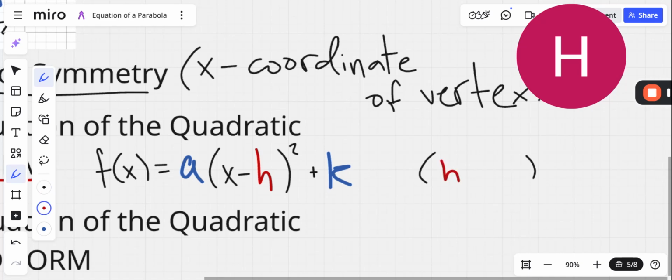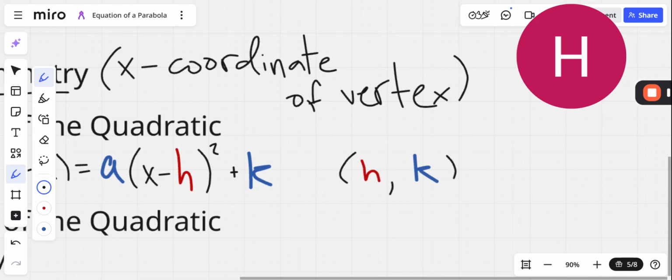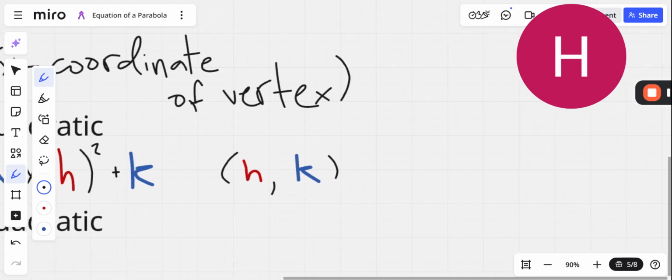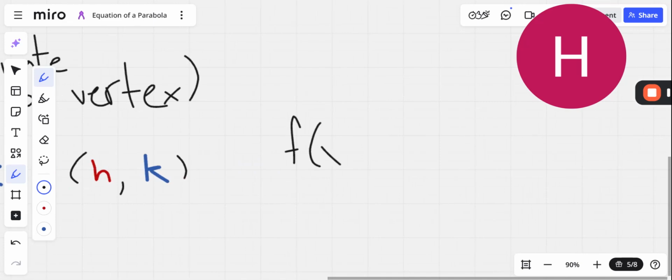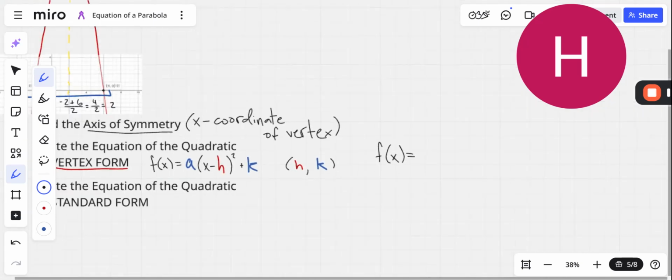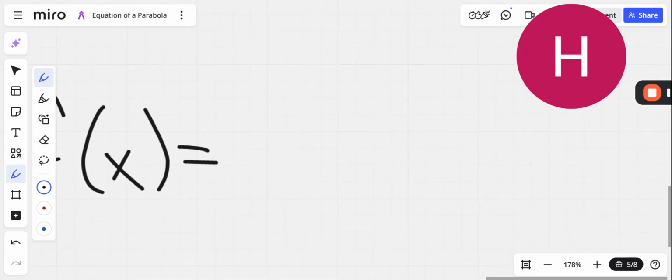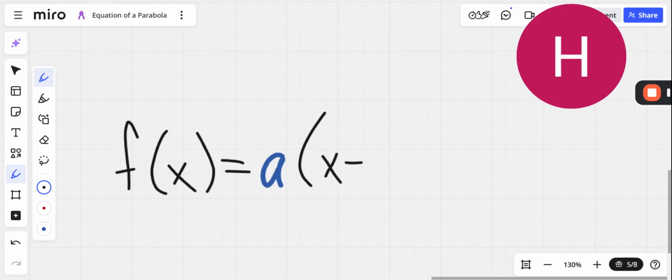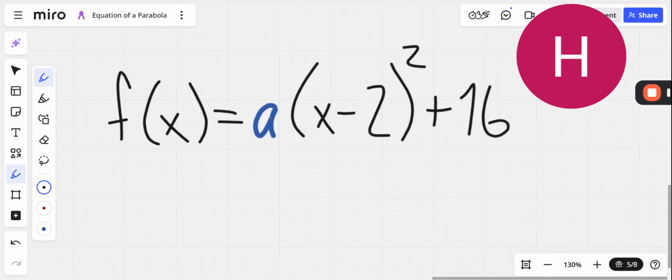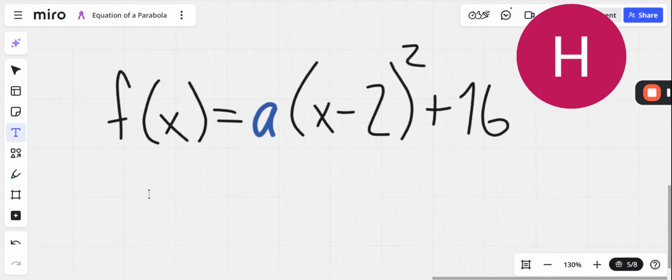So the h we already found is actually the axis of symmetry, and the k, which is listed on the point, is the y value of the vertex. So in our case, we're going to be having f of x equals to, and if you'd like to give yourself 3 or 4 minutes to try to work these out, I encourage you to do that. We have f of x equals a. We don't know what our a is because we're only looking at the vertex so far, but we know that the vertex is 2, 16. So here's our equation. It's not complete. We need to complete this.